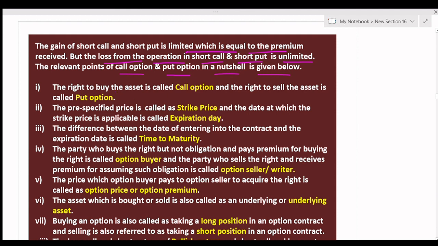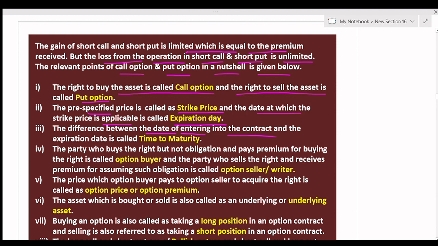The right to buy the asset is called a call option, and the right to sell the asset is called a put option. The pre-specified price is called the strike price, and the date at which the strike price is applicable is called the expiry day. The difference between the date of entering into the contract and the expiration date is called time to maturity.